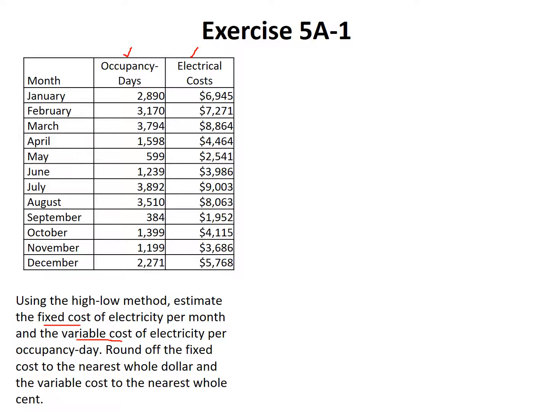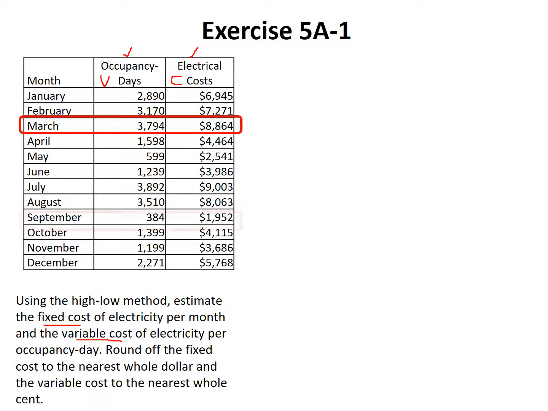by month. So what we want to do is pick out the highest in terms of highest volume, which is occupancy days. I'll put V there, and electrical cost, which is C for costs. So we want to find the highest and the lowest items. In scanning, I look at March, and the electrical costs are $8,864 with occupancy days of 3,794. That appears to be the highest that I can find on that chart.